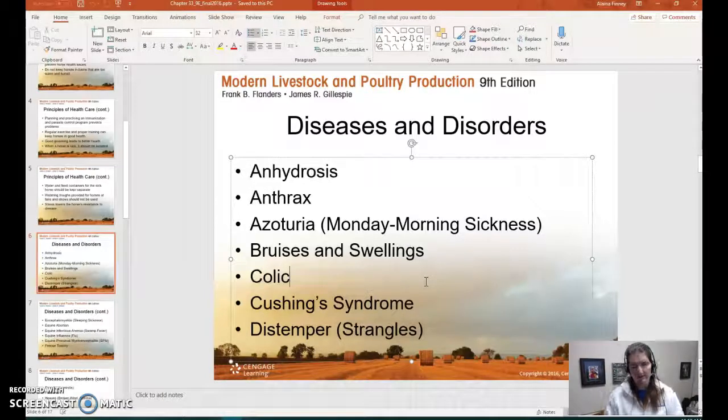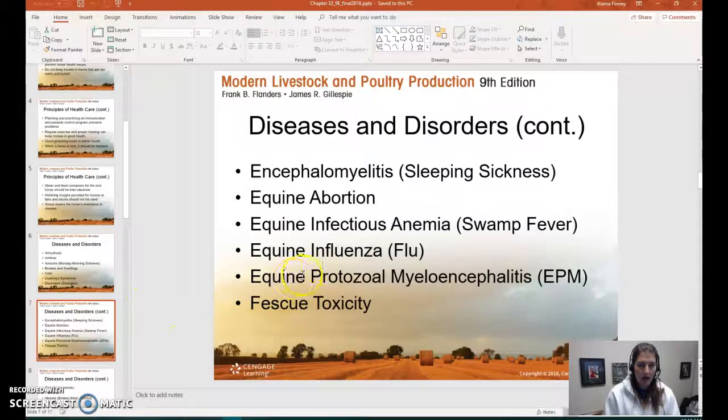And obviously you have to call your vet, because they're going to have to run a tube down their nose to their stomach to release that gas from them. Some of these, they get flu just like we do. They get swamp fever, which is kind of, they just walk around and they're really delirious. And then fescue toxin is if they eat bad hay.